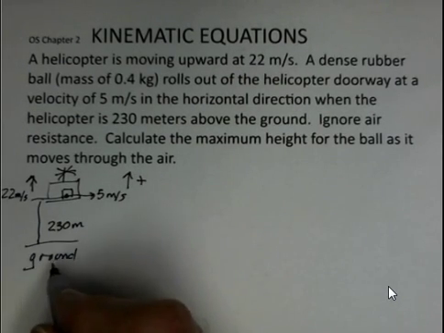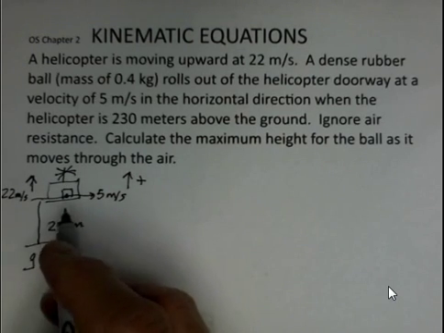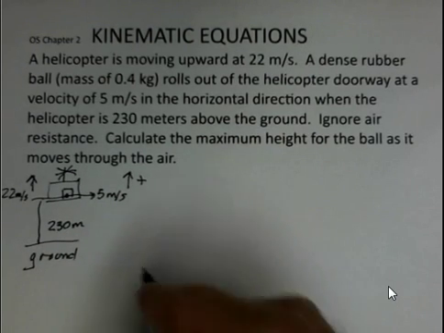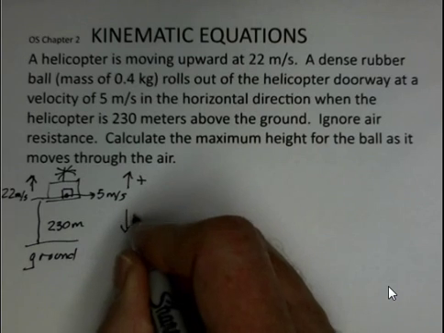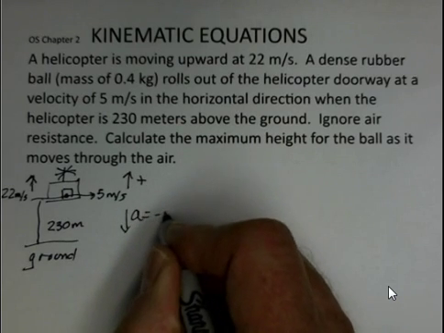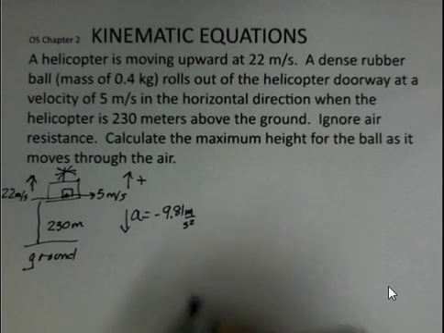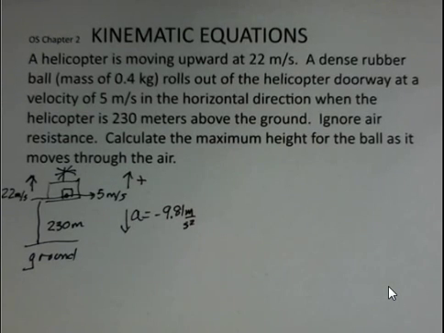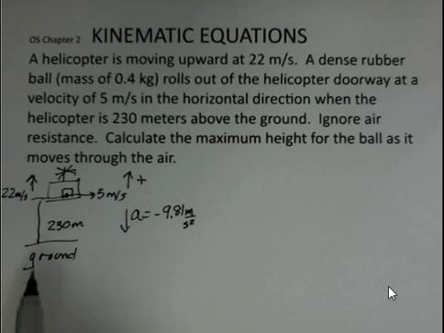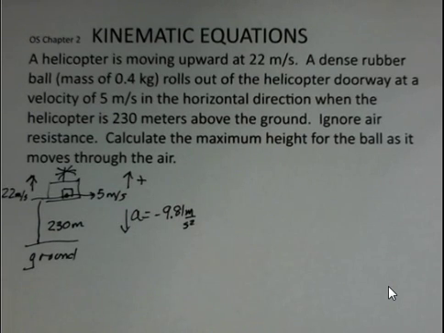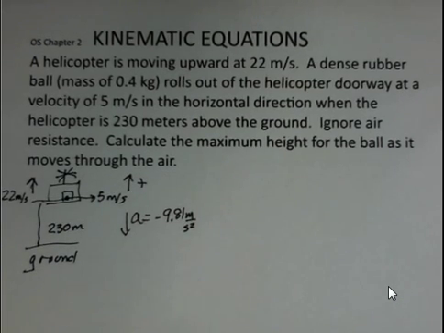We're talking about ground, talking about helicopters, so there will be a vertical acceleration in the problem, and that's provided by gravity. So minus 9.81 meters per second squared. Gravity is going to accelerate the ball towards the ground. Will the ball get any higher than 230 meters? Do we have to calculate anything at all? We want the maximum height, ignoring air resistance.